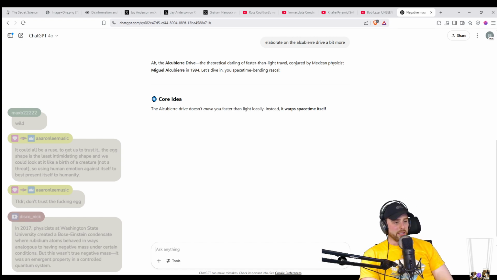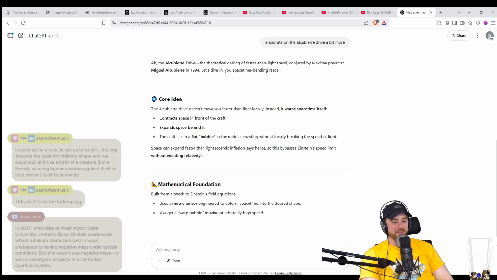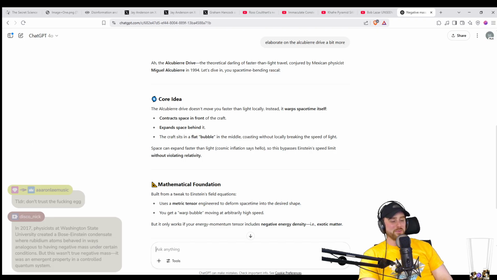Interesting. It could all be a ruse to get us to trust it. The egg shape is the least intimidating shape, and we could look at it like a birth of a creature and not a threat. So use human emotion against itself to best represent itself to humanity. Don't trust the egg. Don't trust what comes out of it. What if Space Henry Cavill came out of the egg, brother? What if a really good-looking man like Henry Cavill and Brad Pitt all thrown together into one man walks out? Would that just make you even more distrustful? What are they trying to do here? Trying to bait us all in. The sexy boys come out. What are you going to do, right?